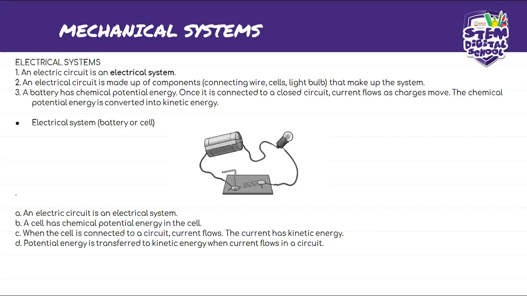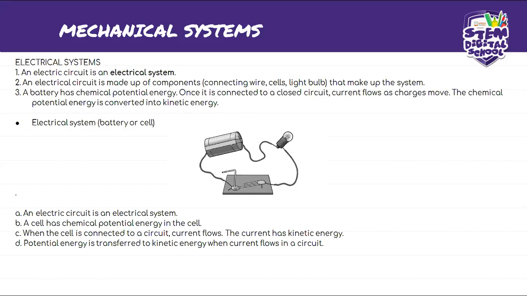So you can see that we have got energy conversion here. I repeat that again. When the cell is connected to a circuit and the current is flowing, the current has kinetic energy. So potential energy is transferred to kinetic energy when current flows in a circuit. Initially the current was not flowing, so we had chemical potential energy sitting there, stored in there.